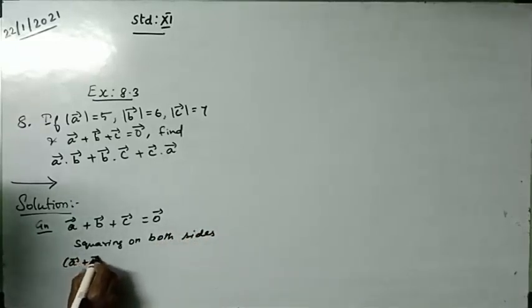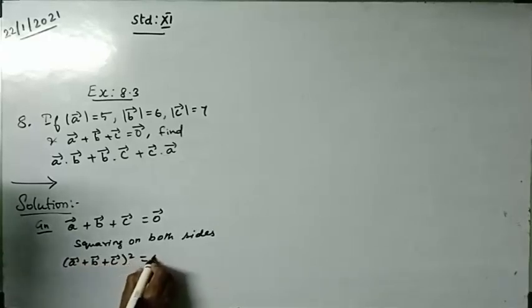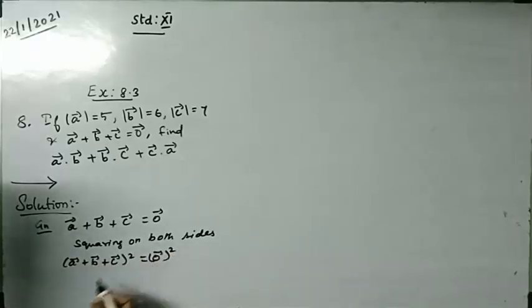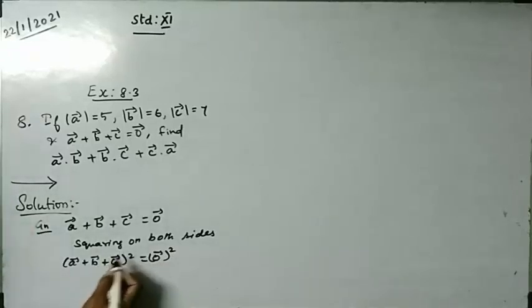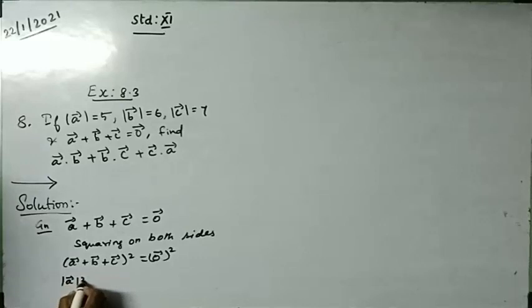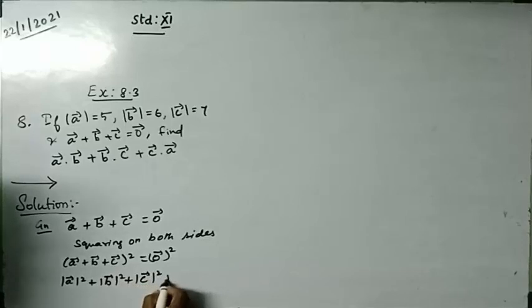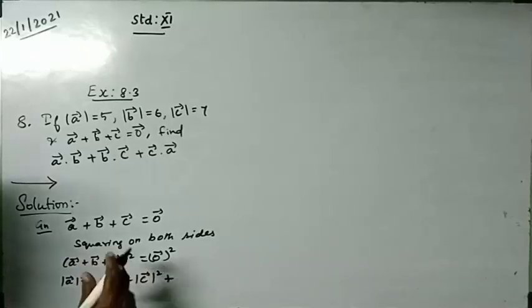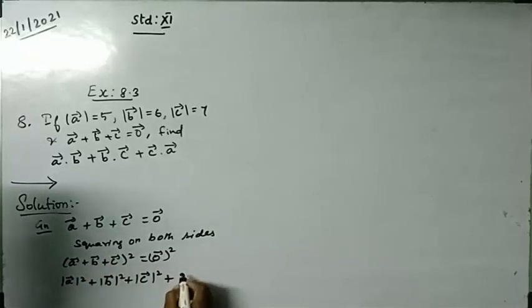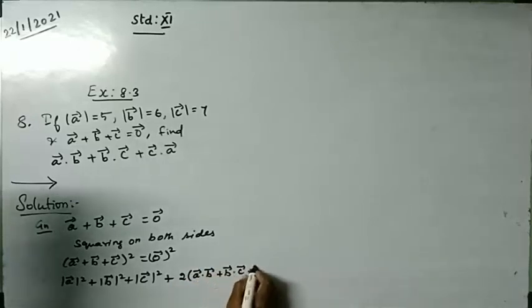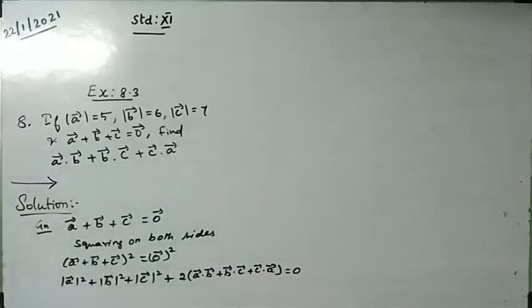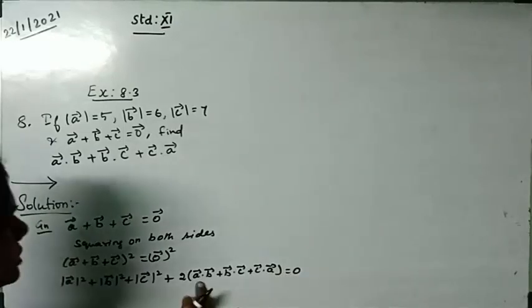So A vector plus B vector plus C vector the whole square equals 0 vector the whole square, that is 0. Now the formula for (A plus B plus C) the whole square: modulus of A vector the whole square plus modulus of B vector the whole square plus modulus of C vector the whole square plus 2AB plus 2BC plus 2CA. So straight away I can take 2 common: A dot B plus B dot C plus C dot A is equal to 0. Now we want to find the value of this only.